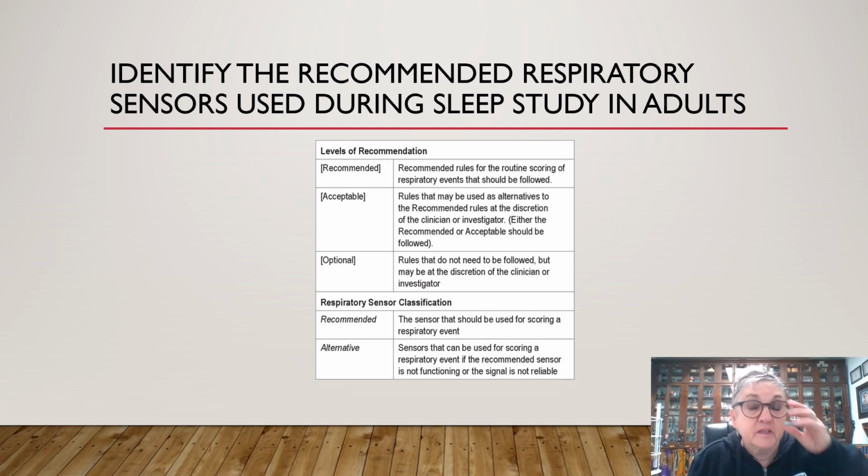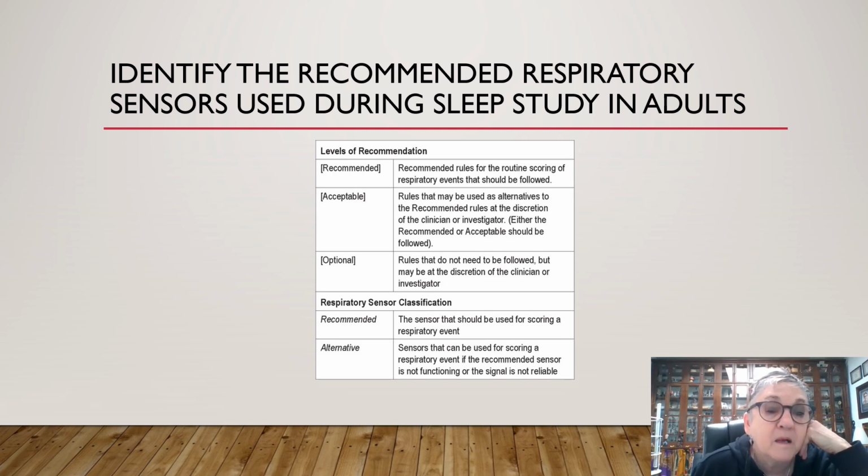I've included in this graph the level of recommendation. When it states recommended, this is recommended for the rules for routine scoring of respiratory events that should be followed. Acceptable rules are rules that may be used as alternatives to the recommended rules at the discretion of the clinician or investigator. Either the recommended or acceptable should be followed. Optional are rules that do not need to be followed but may be at the discretion of the clinician or investigator.